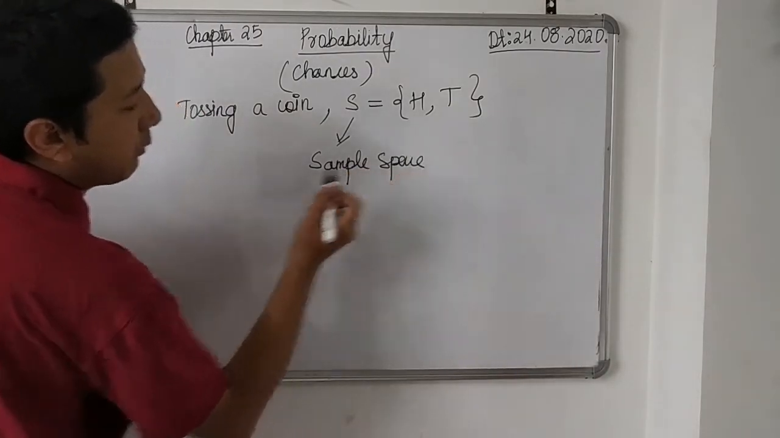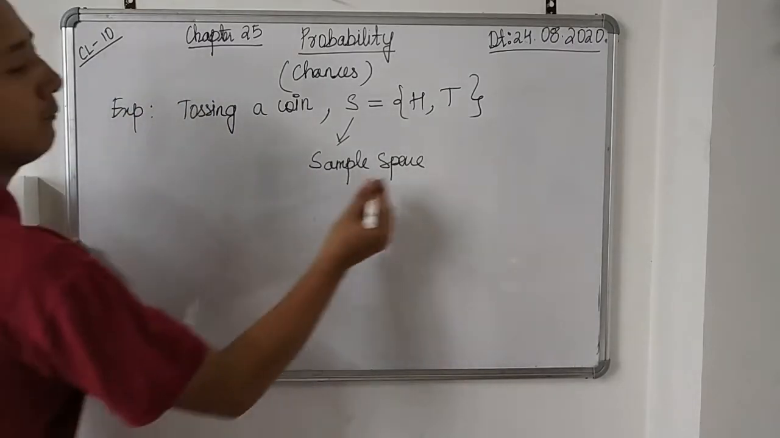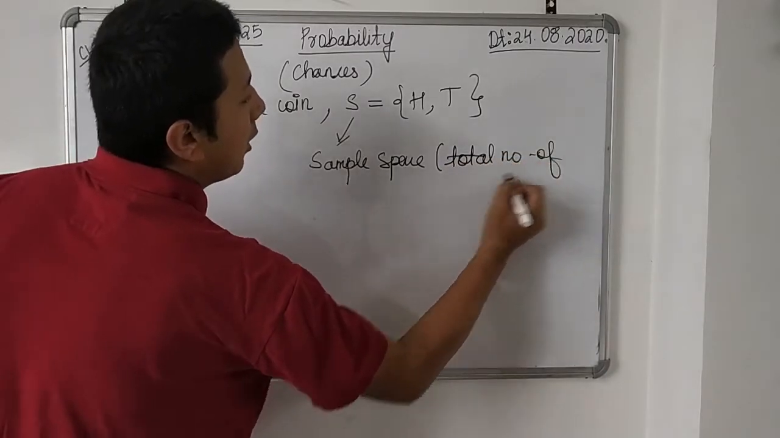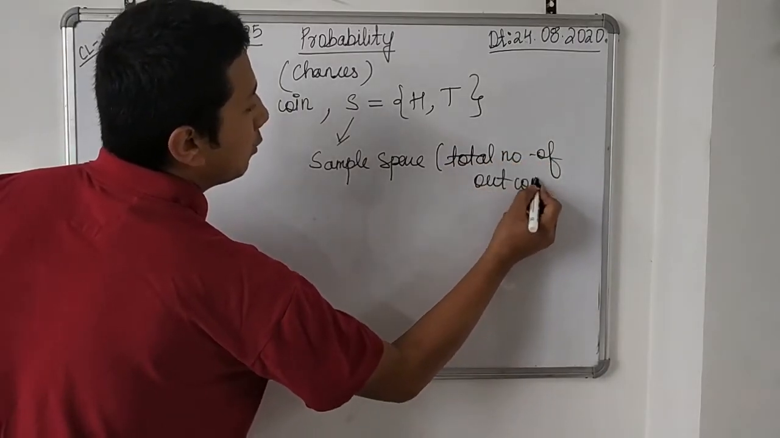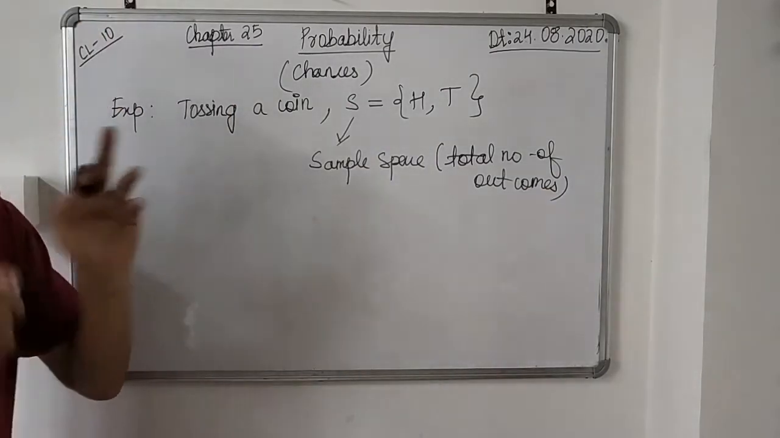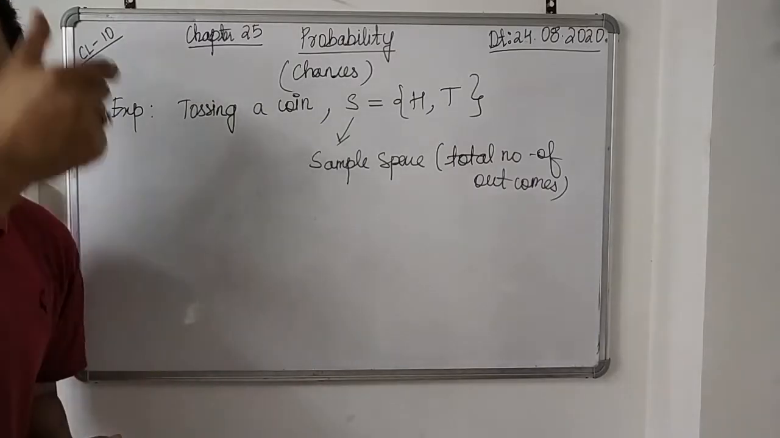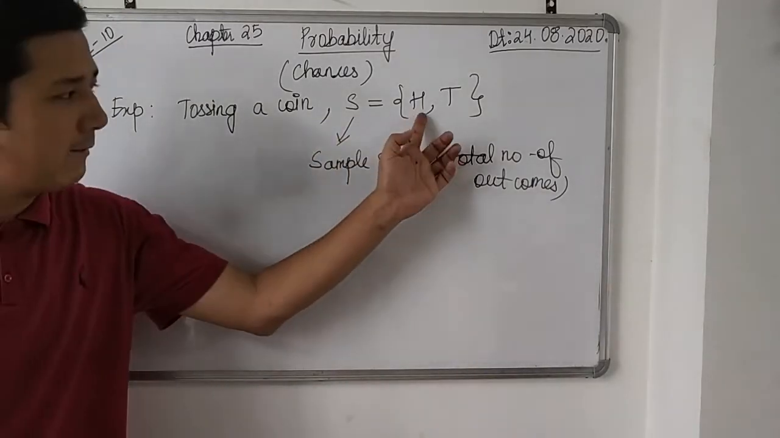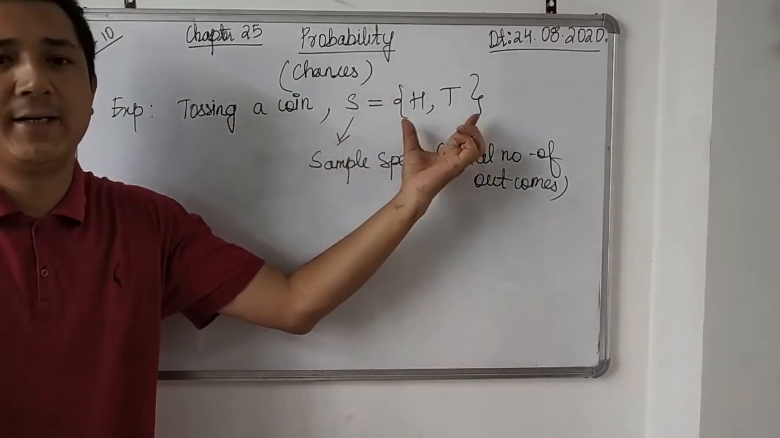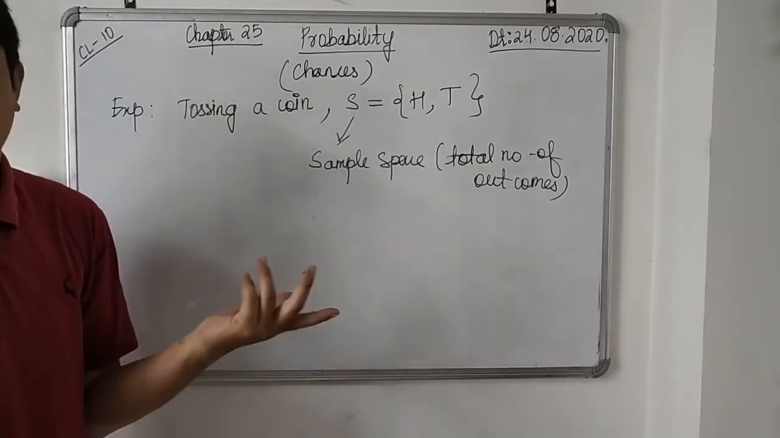Now if you ask me what is sample space, then sample space is the total number of outcomes when an experiment is going on. For an example, I am giving you tossing a coin. So if I toss a coin, then what will I get? Either I will be getting head or I will be getting tail. Now this head or tail, keep it within the curly bracket. This is called sample space for this experiment. Okay, either head or tail, isn't it?